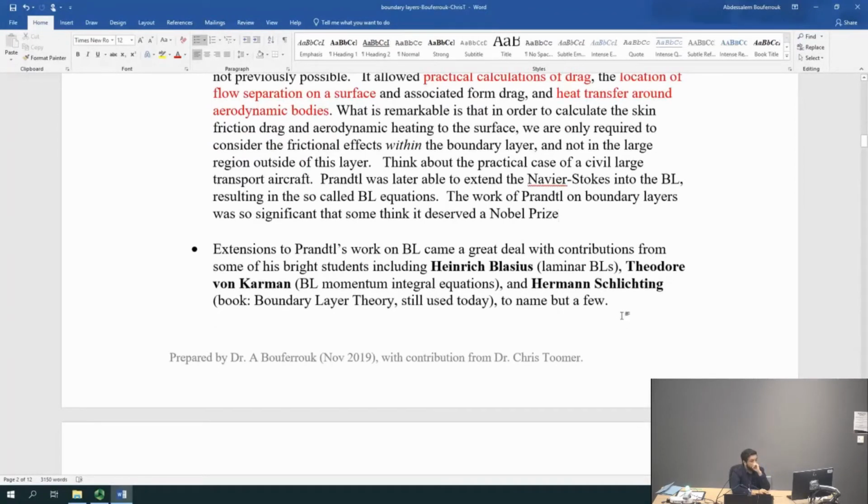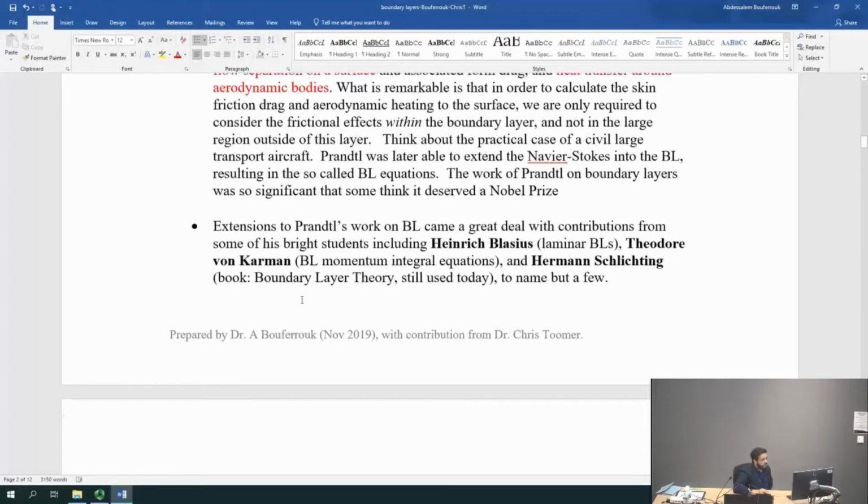He's the one who proposed the boundary layer. But there were actually people after him who came and extended his work, including Blasius, Schlichting, and von Karman. You've probably come across some of those names in books, I'm sure.